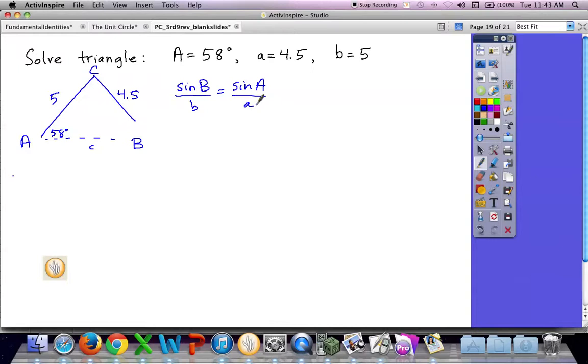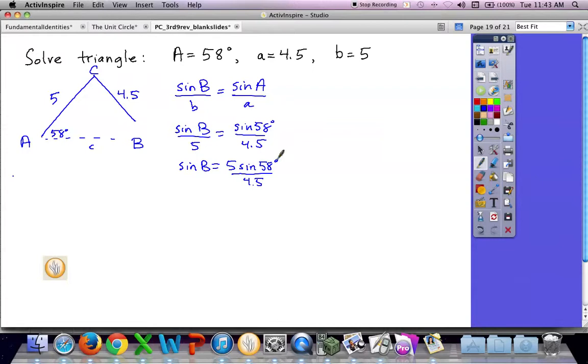So in this case, let me fill in what I know. The sine of B over 5 equals the sine of 58 over 4.5. So the sine of B equals 5 times the sine of 58 divided by 4.5. And if I neglect to write it in there, these are degrees. So use your calculator.